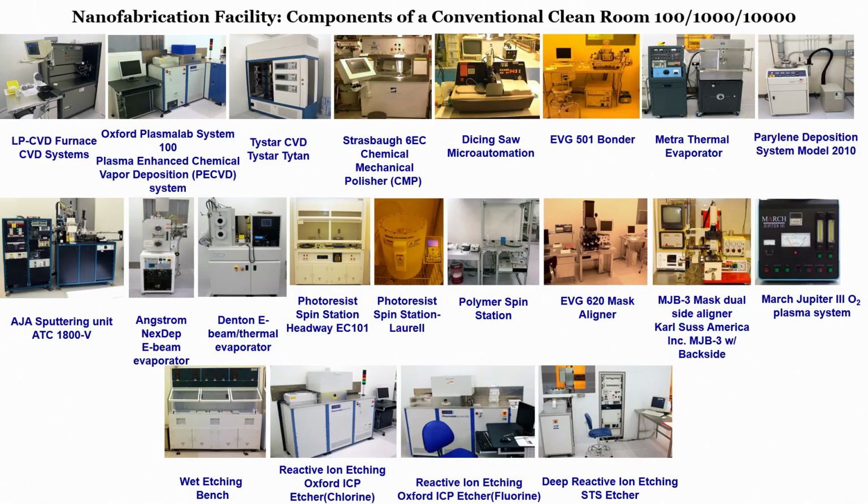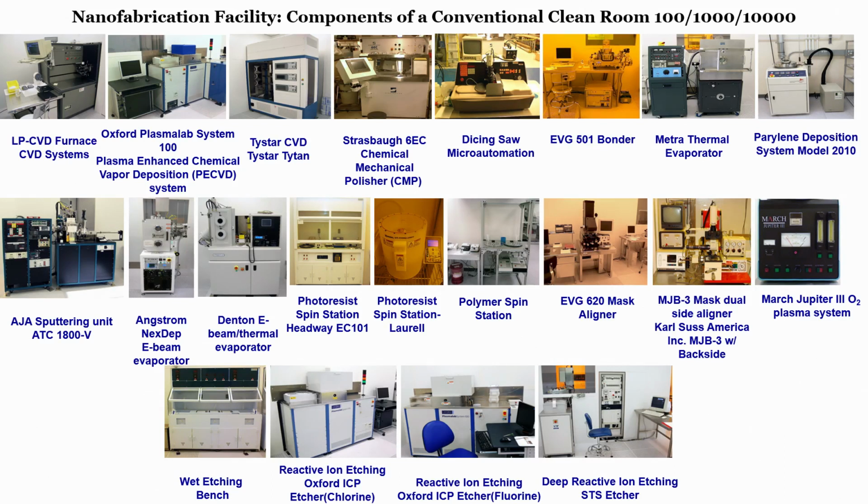Next one is the EVG 501 bonder. Can you see it in the slide? EVG 501 bonder. That one is used to bond silicon to silicon. When we want to bond two silicon wafers, we can use an EVG bonder. Next one you see is a metal thermal evaporator. The metal thermal evaporator is used to evaporate the metal and to deposit a thin film of a metal onto the substrate. We will discuss more about thermal evaporation in the lectures.